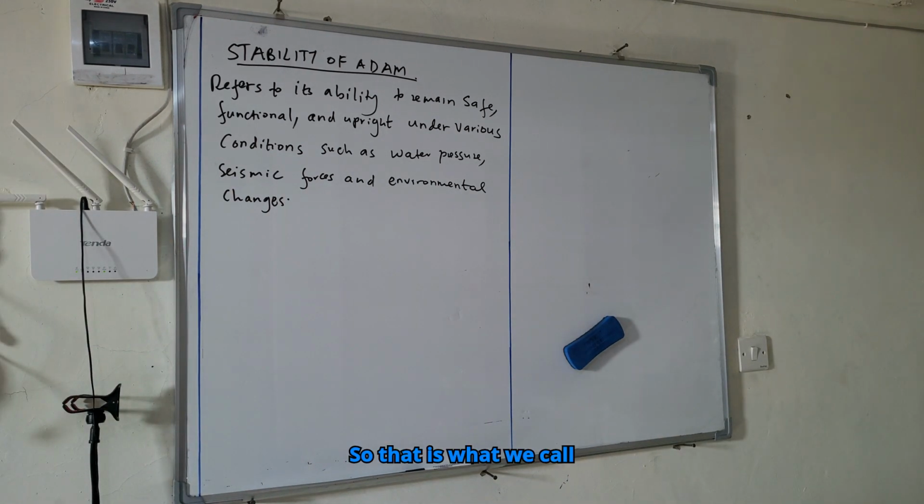So that is what we call stability of a dam. If I may repeat, it refers to its ability to remain safe, functional, and upright under various conditions, such as water pressure, seismic forces, and environmental changes. A dam should be stable under all conditions.